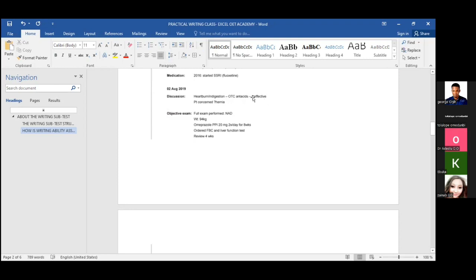Refractory. Okay, so refractory to over-the-counter antacids, right? Fantastic. So you can use refractory if you want. What else can you use? Thank you so much. Oh, unsuccessful. Unsuccessful. Okay, so it was unsuccessful with over-the-counter antacid. Okay, fair enough. What else? Not helpful.